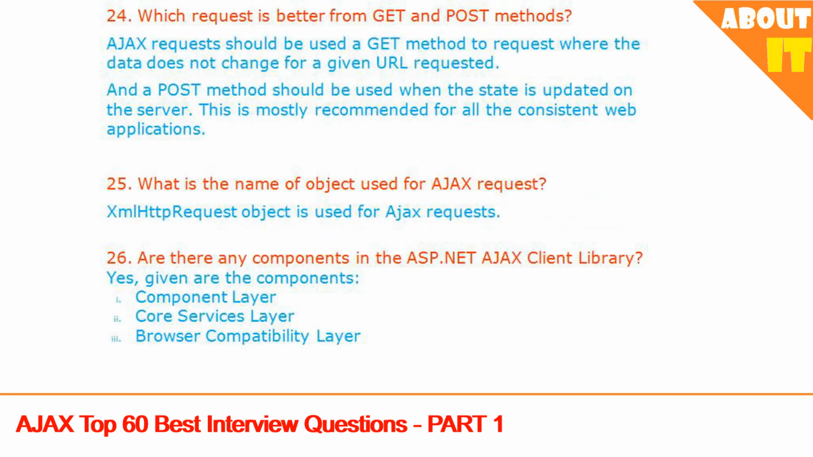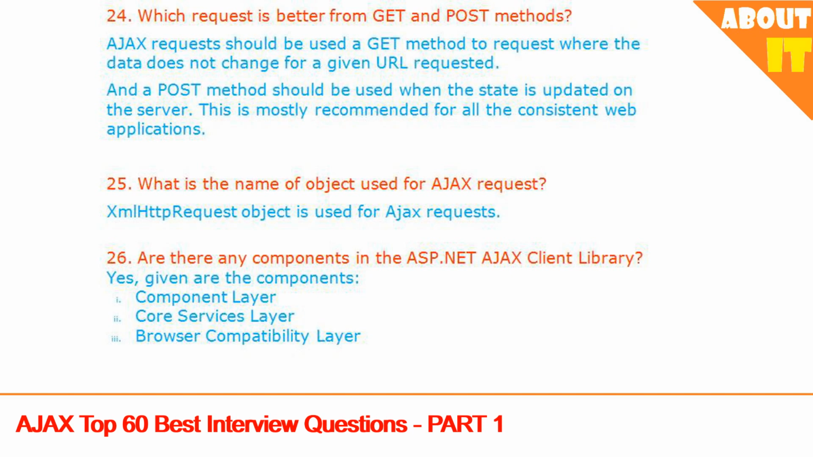24. Which request is better from GET and POST methods? AJAX requests should use a GET method where the data does not change for a given URL requested. And a POST method should be used when the state is updated on the server. This is mostly recommended for all the consistent web applications.